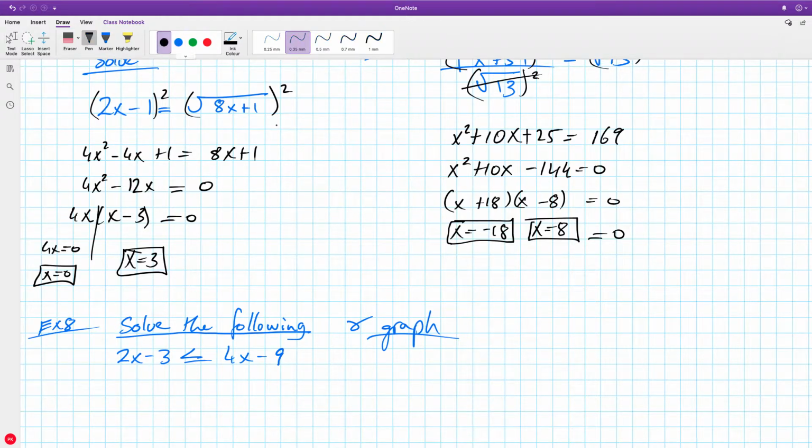x is an element of, sorry, I should put that in with that. x is an element of R.